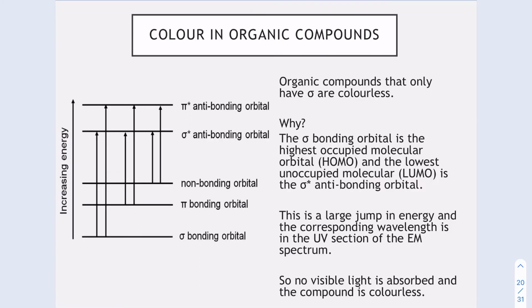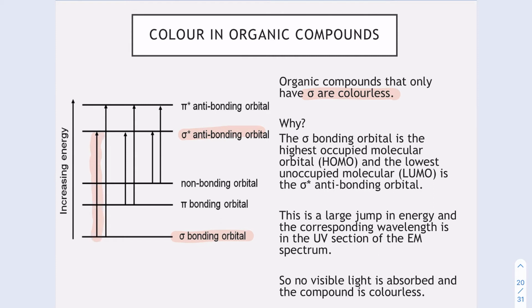Only some organic molecules are coloured. The ones that only have sigma bonds are colourless. So why is that? We've got a little diagram on the left hand side here, with bonding, bonding, non-bonding, anti-bonding, anti-bonding orbitals. Your sigma bonding orbital is the highest occupied molecular orbital, which has the phrase HOMO, and the lowest unoccupied molecular orbital is your sigma star anti-bonding orbital, again with the phrase LUMO. That's quite a huge jump if you have a look at this first electron transition here.